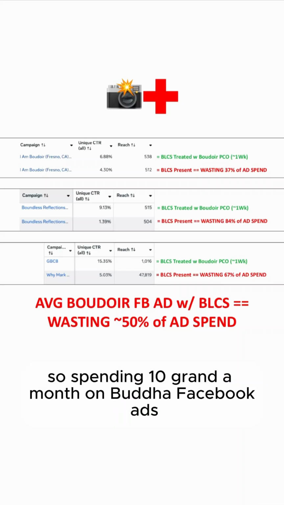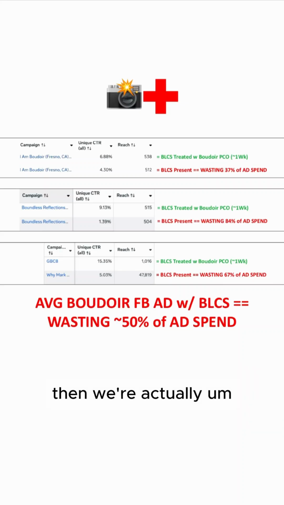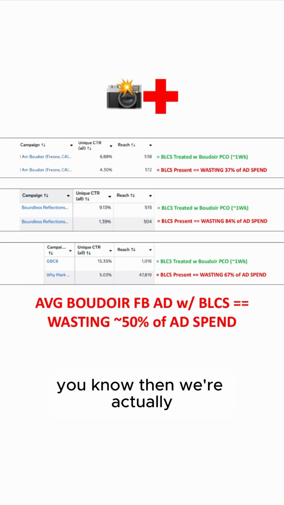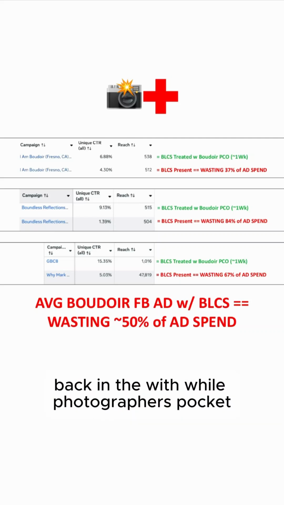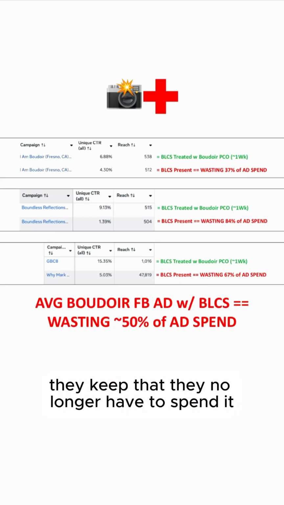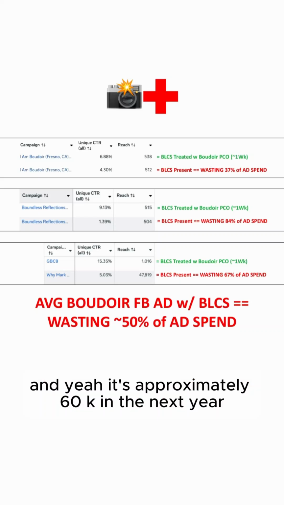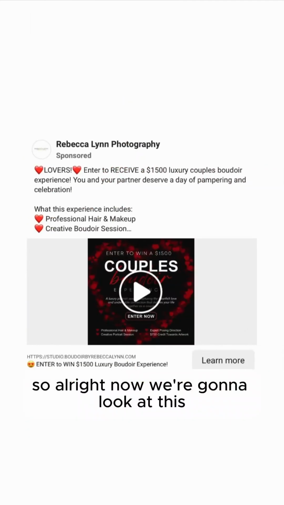So spending 10 grand a month on Boudoir Facebook ads, then we're actually eliminating approximately 5K every single month back in the Boudoir photographer's pocket. They keep that, they no longer have to spend it. And it's approximately 60K in the next year. So, all right, now we're going to look at this.